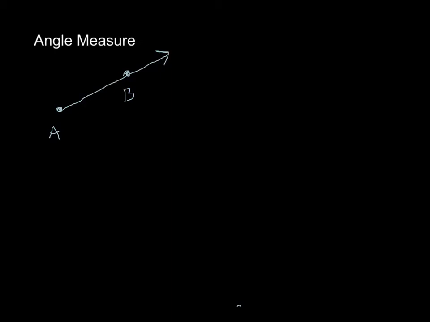First of all, let's start with a ray. This is the ray AB, and remember we denote it as AB with the ray sign over the top. That is, it starts at the endpoint of A.